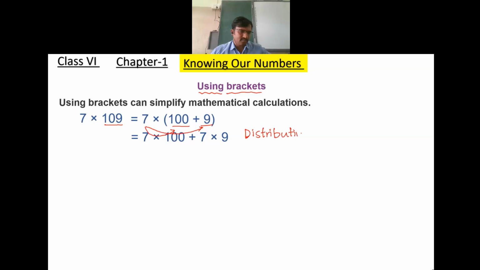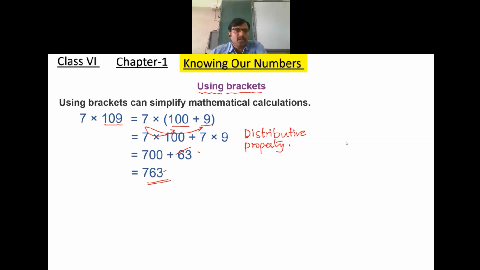This we are going to learn in the second chapter. But since this concept is very much required here, I am telling you: 7 times 100 is 700, 7 times 9 is 63. So the result is 763.